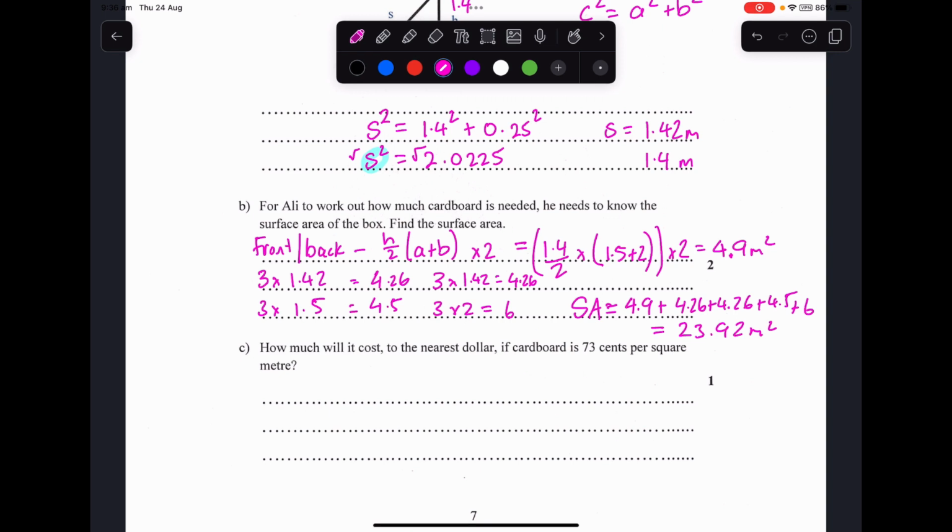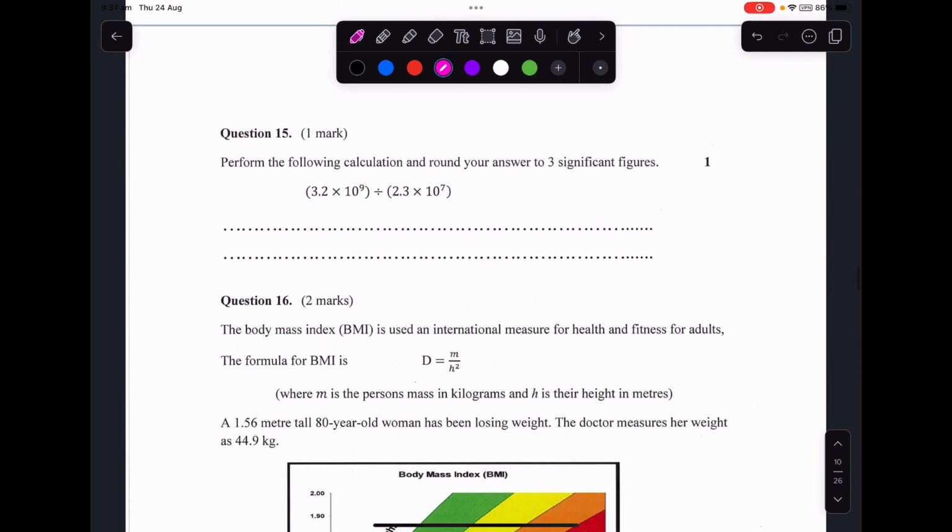Okay. Then it says how much will it cost to the nearest dollar? Okay, to the nearest dollar is what we're rounding to. If cardboard is 73 cents per square meter, so if we have 23.92 square meters and it's 0.73 per square meter, we end up with 17.4616, and it says to the nearest dollar, so we would write $17. Okay, big question. Let's go to the next one.